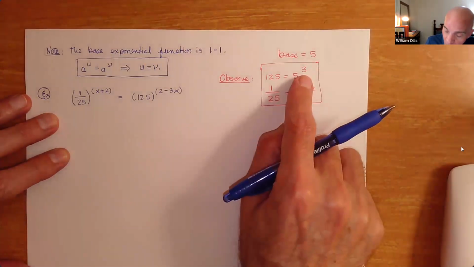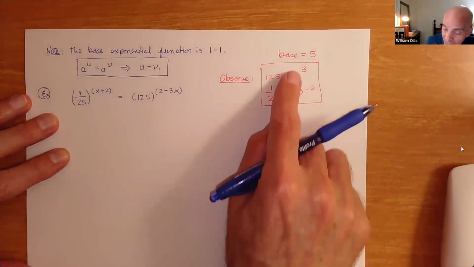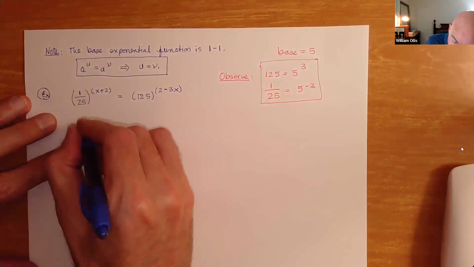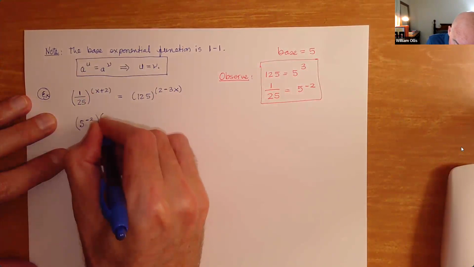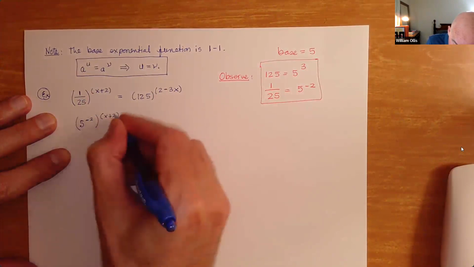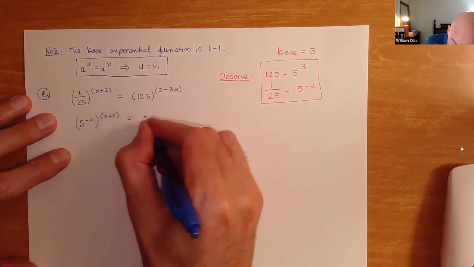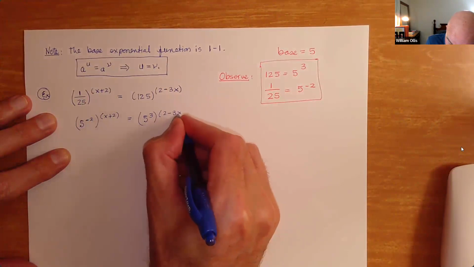So now what we're going to do is substitute for these bases that we have here to write them as very simple powers of 5. So on the left-hand side, we have 5 to the -2 raised to the x plus 2. And on the right-hand side, we have 5 to the 3 raised to the 2 minus 3x.